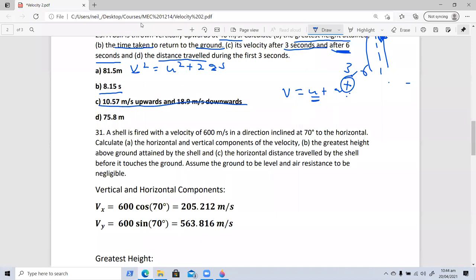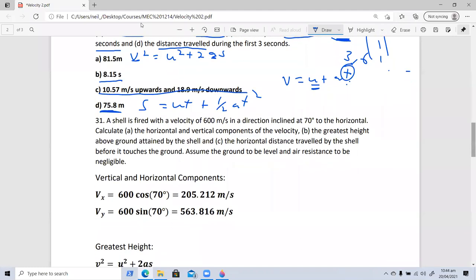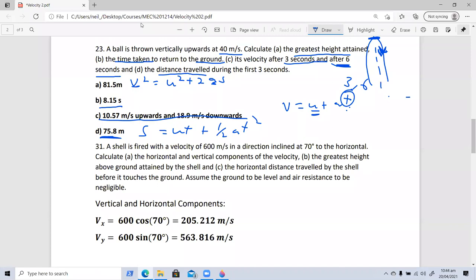Okay, and then for the last one, the distance traveled during the first 3 seconds, we use the formula S is equal to ut plus half at squared. You guys get these answers when you work them out? Right? Yes, sir. No issues?